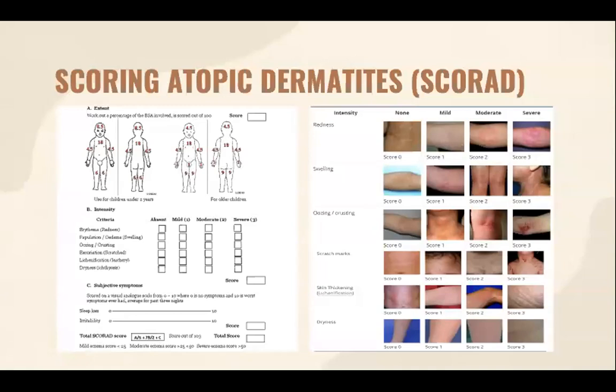We can calculate this manually, or there are multiple applications that you can download on your phone, such as Dermtol, that will have the scoring ready, just for you to enter the information of the patient, and you immediately will get the outcome. The calculation will be based on this equation, and the severity will be determined to be mild if the score is less than 25, moderate if the score is 25 to 50, and severe if the score is more than 50.